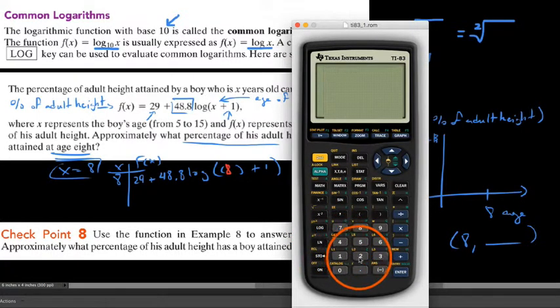If I were to type this in now, this is all you do. You say 29 plus 48.8 common log. So we say log, and it knows it's common log, and this would be a common log of 8 plus 1, which is 9. And we'll put an end parenthesis on this. And so we get, let's do 2 places here, 75.57.